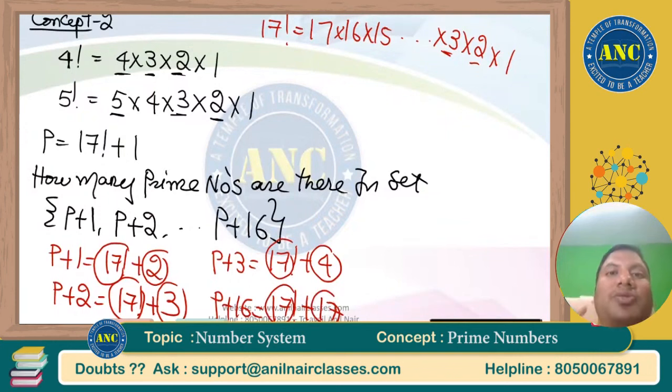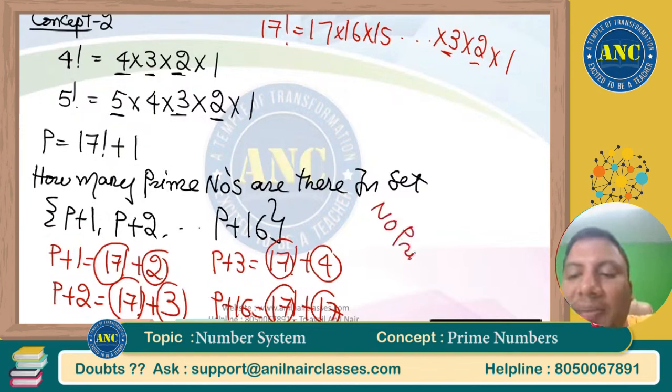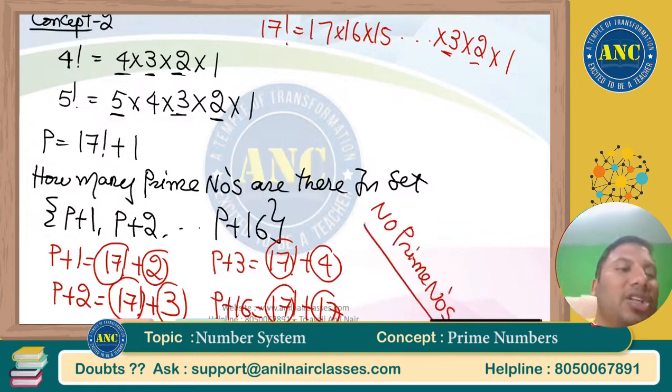First case, P plus 1 is giving an even number. Second, P plus 2 is divisible by 3. P plus 3 is an even number. P plus 16 is divisible by 17. So none of the values is giving a prime number. No prime numbers are there in the set. I hope the logic is clear.